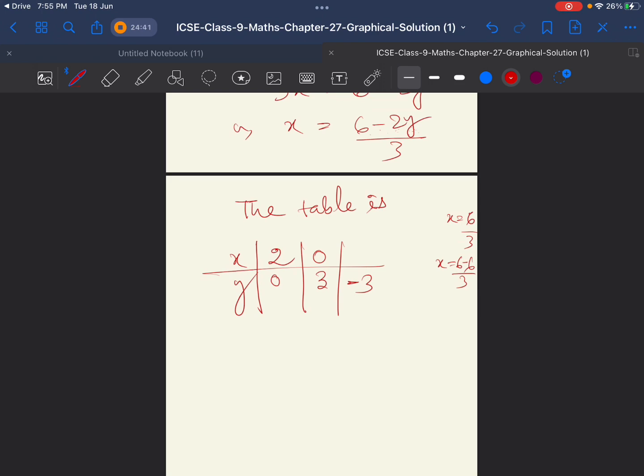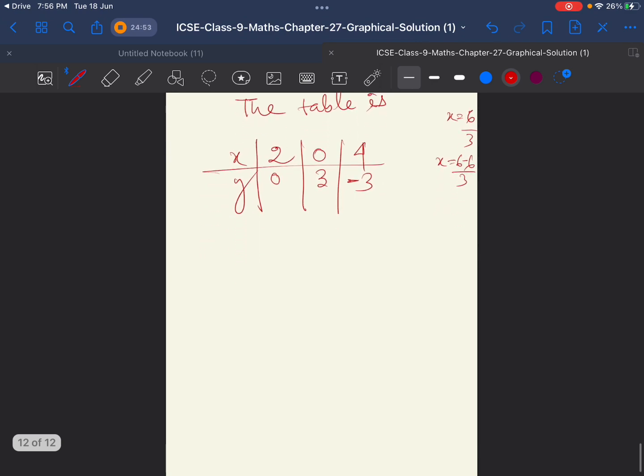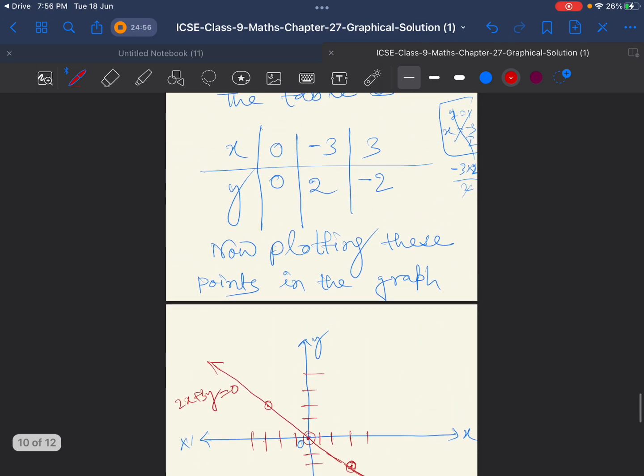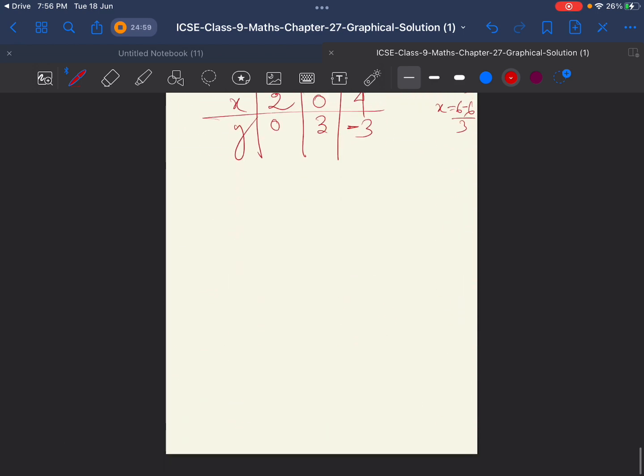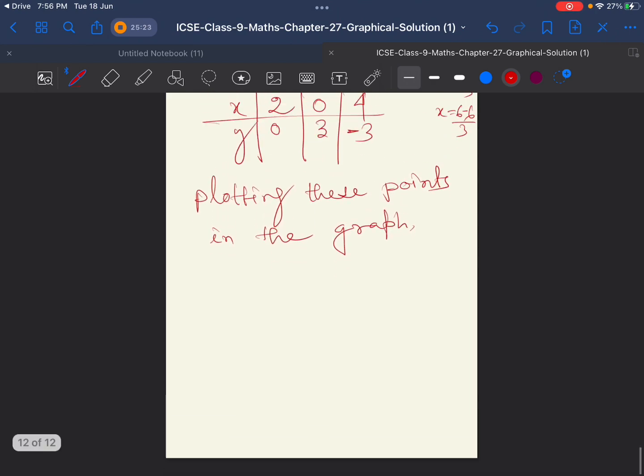If we take the value of y as -3, when y = -3, then this portion will be plus 6. 6 + 6 = 12/3 = 4. Okay, so now we plot these points in the graph, plotting these 3 points in the graph.